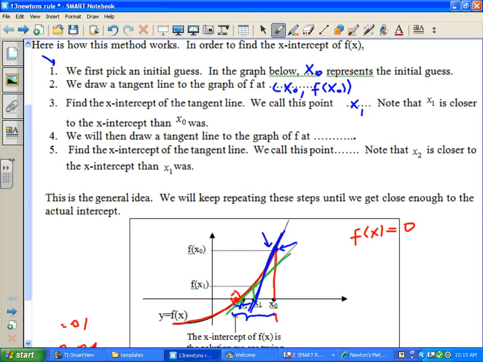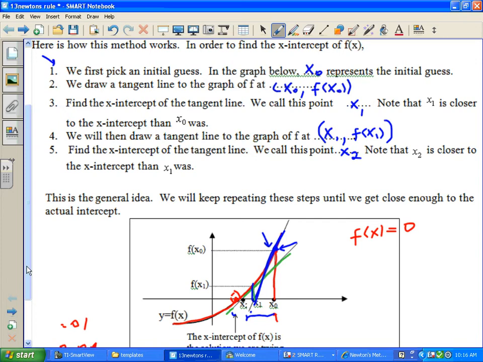Now we'll draw a tangent line to the graph of f at which point? X sub 1 comma f of x sub 1. We call this the x-intercept of this tangent line, that's the green line. What is the x-intercept of that green line? X sub 2. So you get the idea. Basically, we start with our initial point x sub 0, then we get x sub 1, then we get x sub 2, and we keep getting closer and closer to the actual solution.